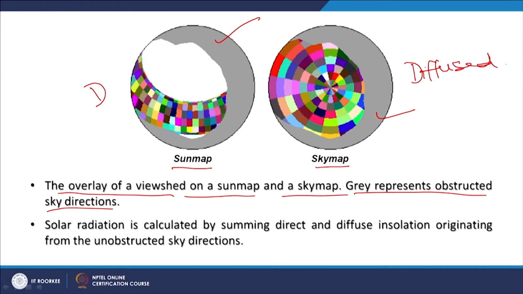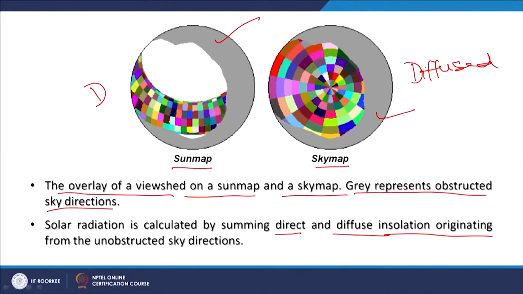Now, the solar radiation is calculated by summing direct and diffuse radiation. Of course, there is one more component, the reflected one, but it is not easy to do that in this modeling part. So, that insolation originates from the unobstructed sky directions. The obstructed parts are already shown in grayscale. Whatever open or unobstructed sky is there, that is what we are getting.